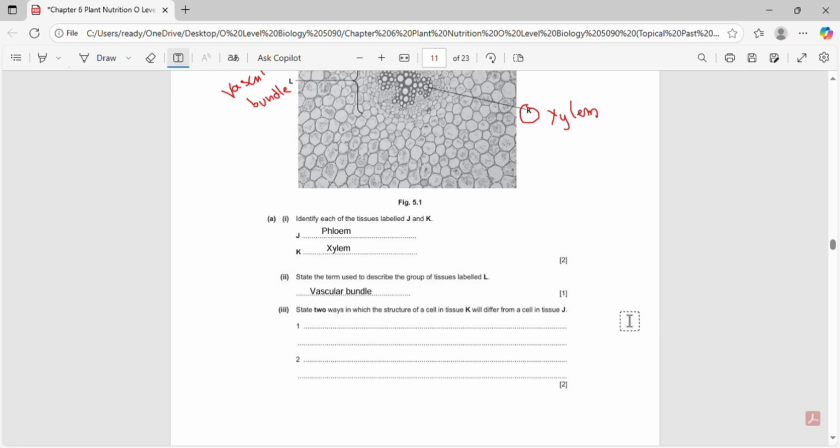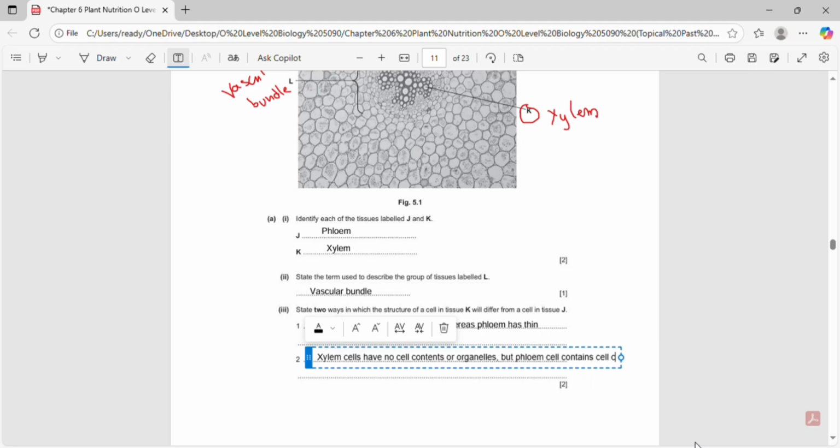Now moving on to the next part. Here they ask us to state 2 ways in which the structure of a cell in tissue K will differ from a cell in tissue J. So the answer to this is simple. First, xylem has thick walls with lignin, whereas phloem has thin walls and does not have lignin. Second, xylem cells do not have any cell contents or organelles, but phloem cells do contain cell contents and organelles.